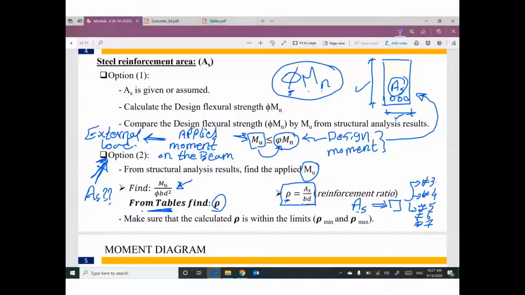I prefer to select a size that gives me a good number. Not too much, or not a very, very small number. A very small number like 2 is very low. 10 bars is too much. So I'm going to assume 6, 5, 4. All of these numbers are good.